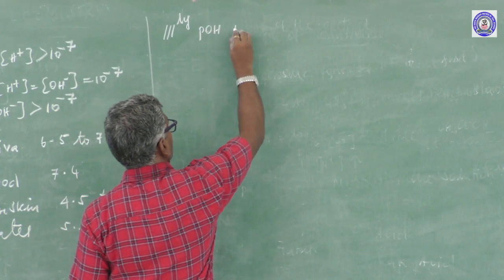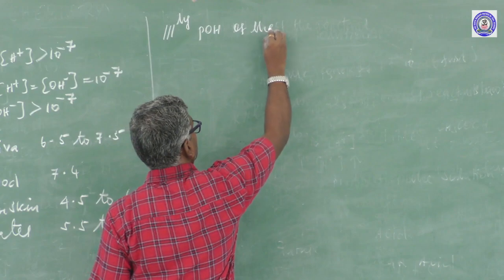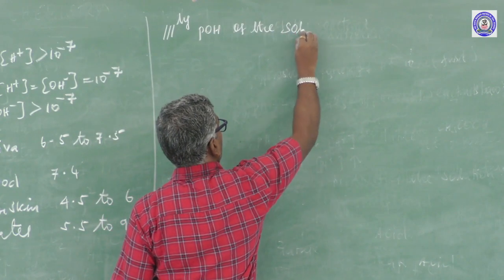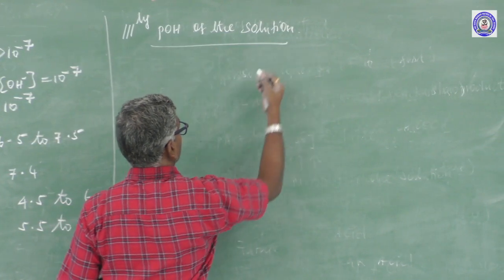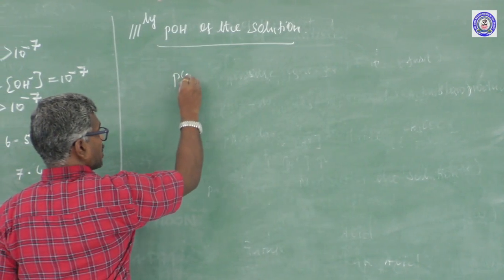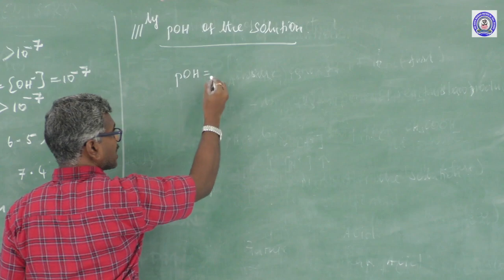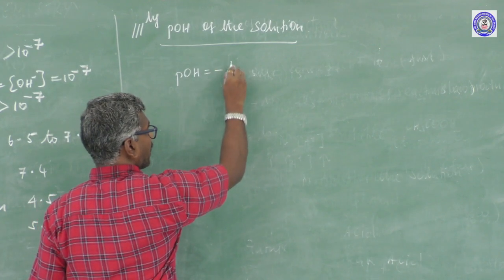pOH of the solution. So pOH is measured from the concentration of hydroxyl ion.